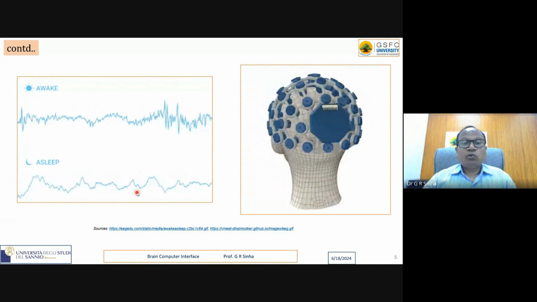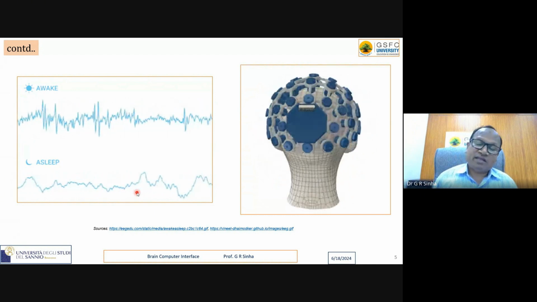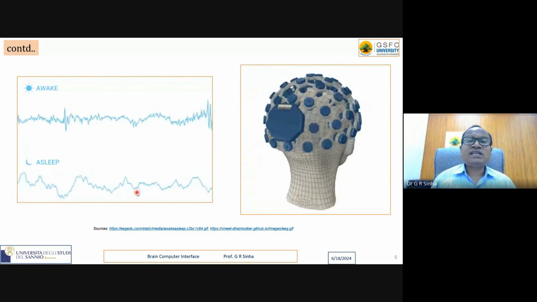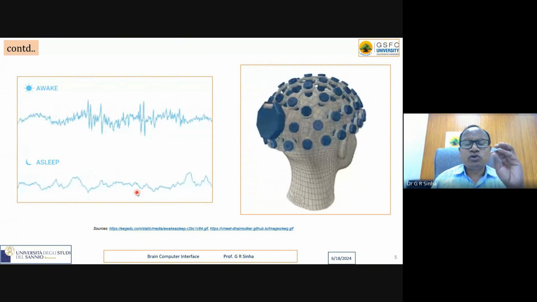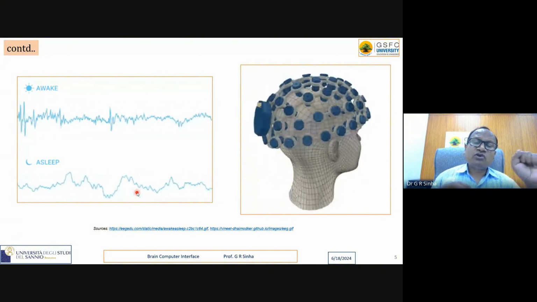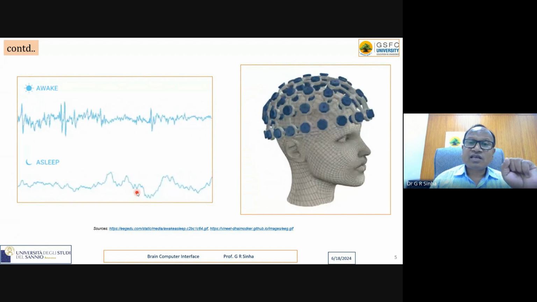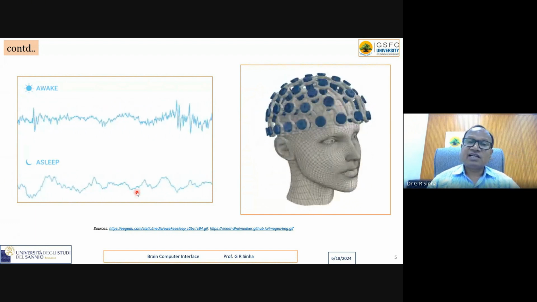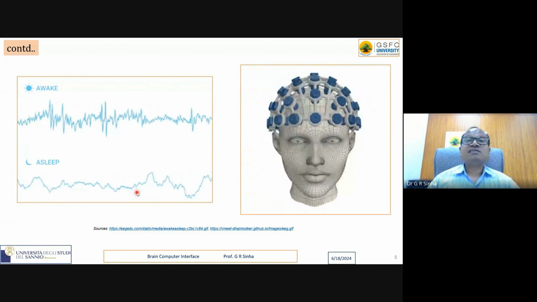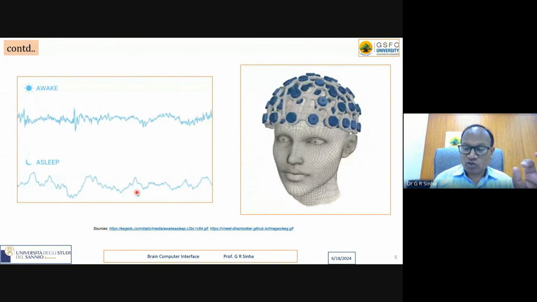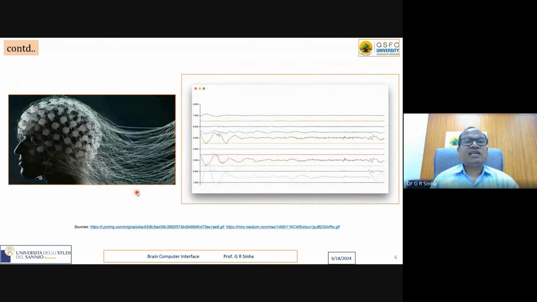And again, when you are not sleeping, you are doing some task. What type of task? Whether you are doing simple tasks, whether you are doing difficult tasks, can we find the difference in terms of brain signal? The answer is yes. So this is how interesting it is.